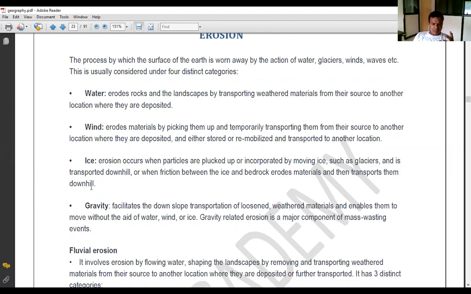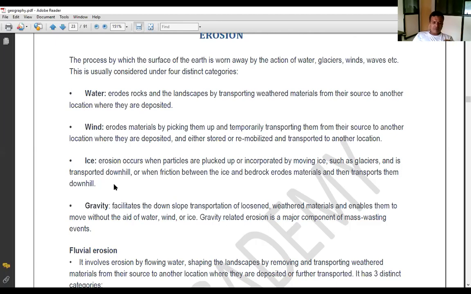Not like the rivers, but it moves slowly, and that is what is called glaciers. So erosion occurs when particles are plucked up or incorporated by moving ice, such as glaciers, and are transported downhill. And when the friction between the ice and the bedrock erodes material, then it transports it downhill. So what happens here? Also in the glacier, there are some erosional landforms and some depositional landforms.